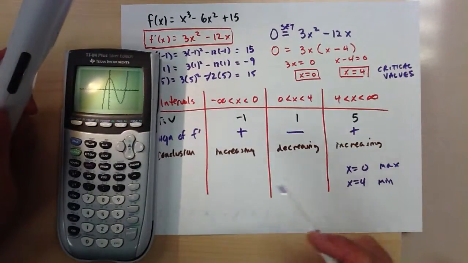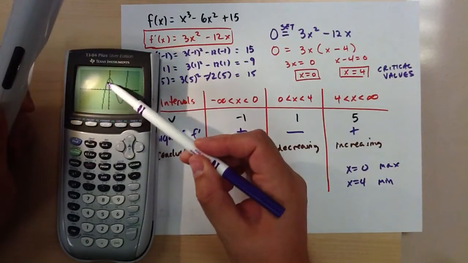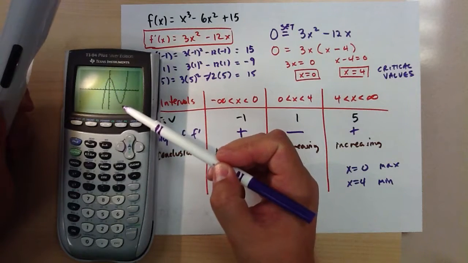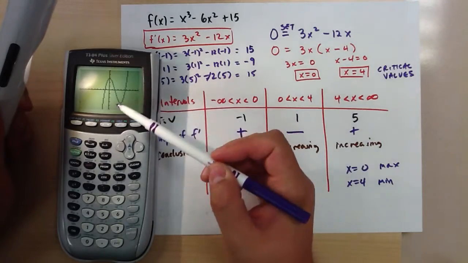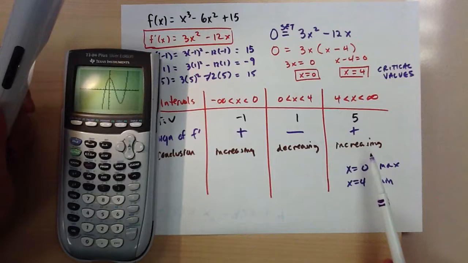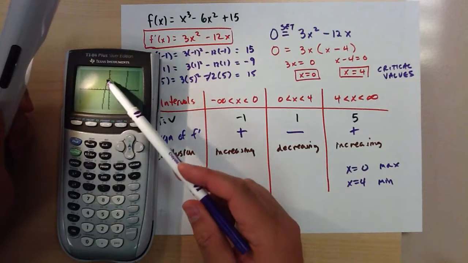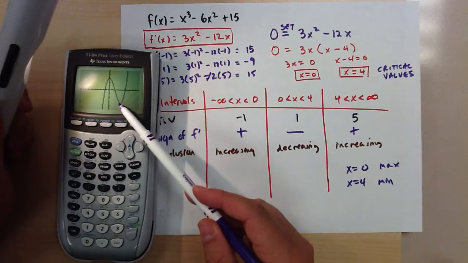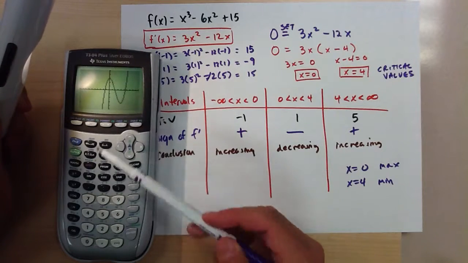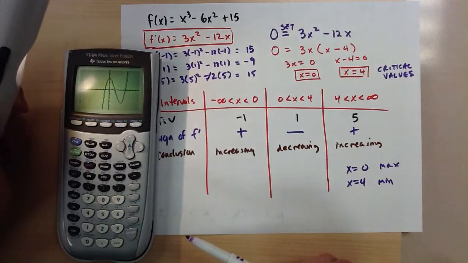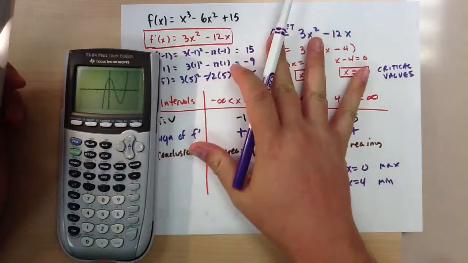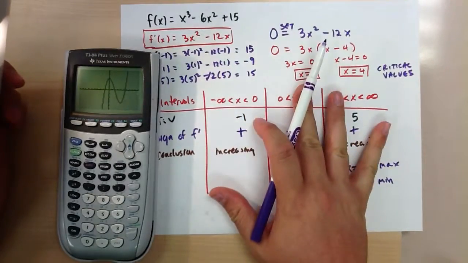So there we go. You can see it's increasing up until x equals 0, decreasing from 0 to 4, increasing from 4 up to infinity. And so you can see my intervals right there, and you can see that I concluded that already, which makes 0 a local or relative maximum and 4 a local or relative minimum. Hopefully this helps you out. But once again, you're not going to get to use a calculator on these type of questions. That's why we're going through this work.